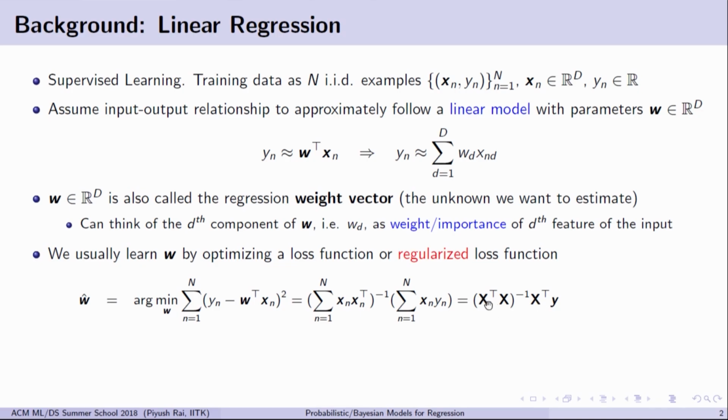So note that this capital X is the N by D data matrix consisting of all the inputs. So think of X as a matrix where each row is an example. Okay, so capital X is this N by D matrix, and this boldface y is the vector of all the responses. So this boldface y is then an N by 1 response vector. Okay, so this will give you the solution for the weight vector w.